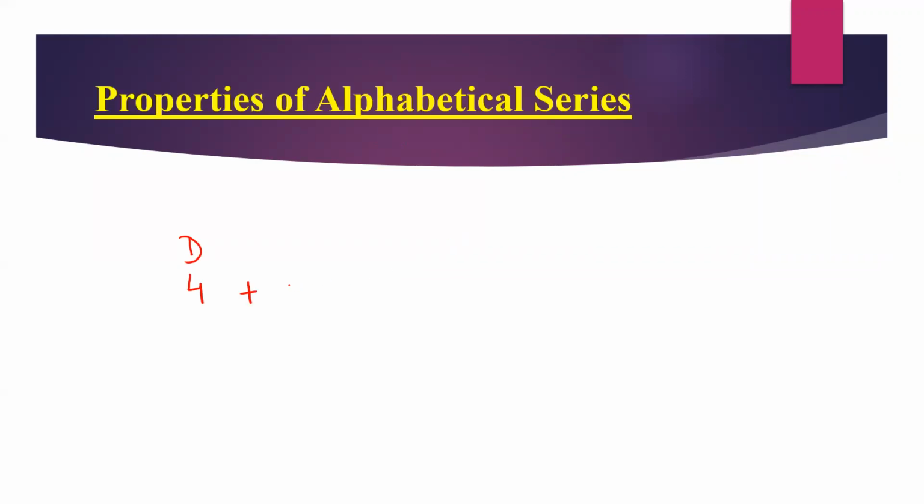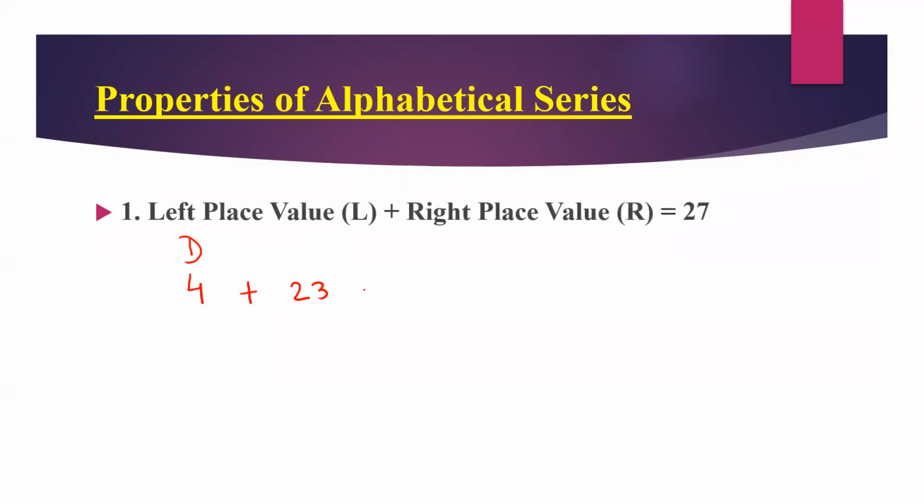From the left hand it is 1, 2, 3, 4. And from the right hand, it is 1, 2, 3, 4, 5, 6, 7, 8, 9, 10, 11, 12, 13, 14, 15, 16, 17, 18, 19, 20, 21, 22, and 23. So what is the place value from the right hand? It is 23. Okay. So what is it equal to? 4 plus 23. Is it equal to 27? Right?